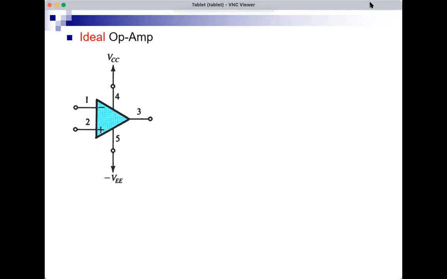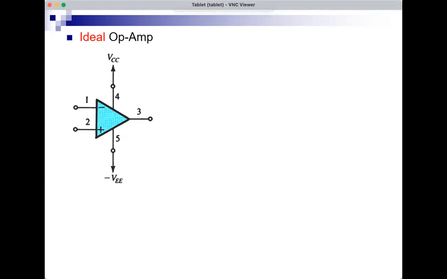and two power supplies in general. It has two inputs, one output. One input is connected to a minus sign, the other input connected to a plus sign. This is a very important building block in analog electronics.